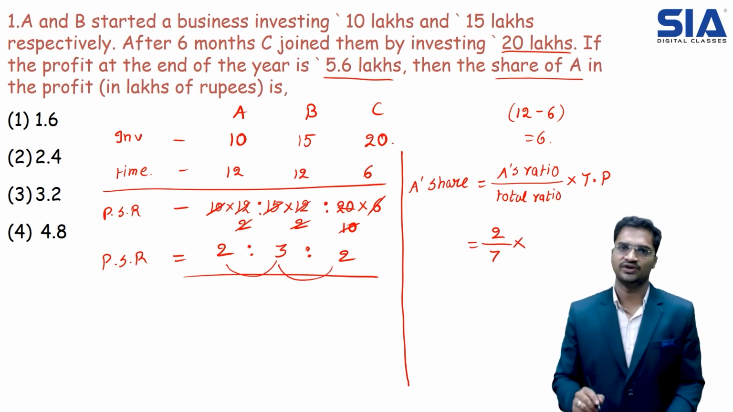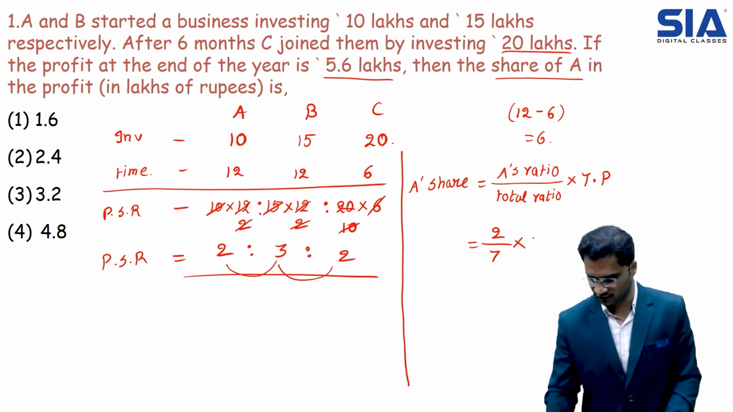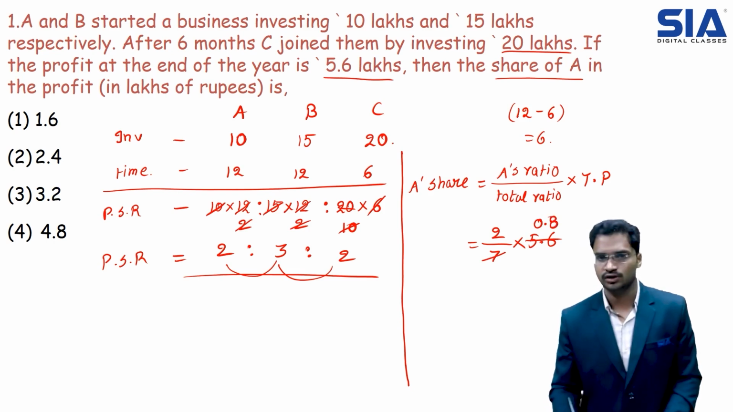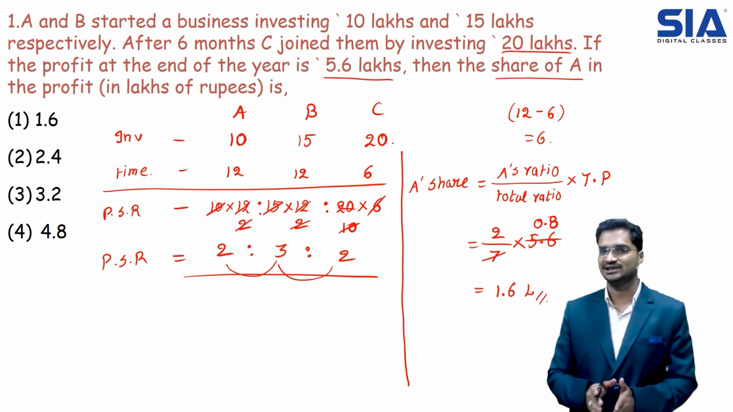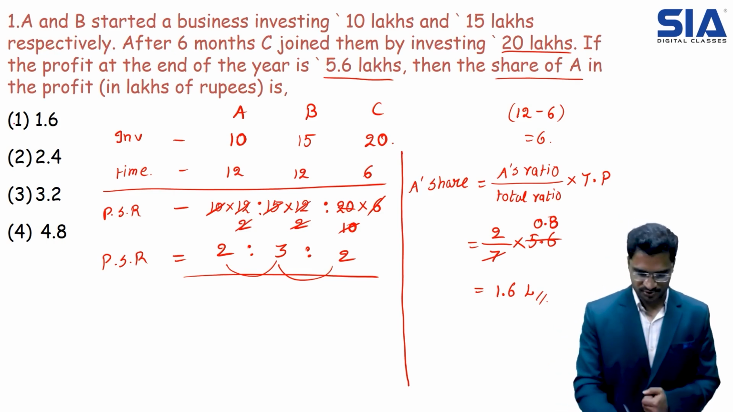The total profit received at the end of the year is 5.6 lakhs. So 5.6 divided by 7 is 0.8. Then 0.8 multiplied by 2 is 1.6. So A is receiving 1.6 lakhs as the profit. So option 1 is our answer.